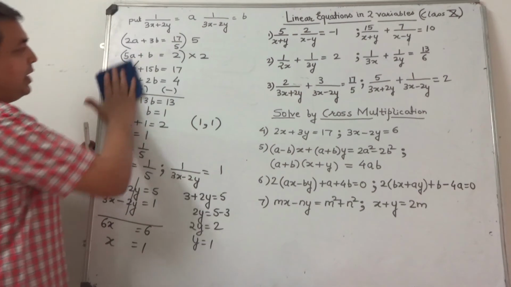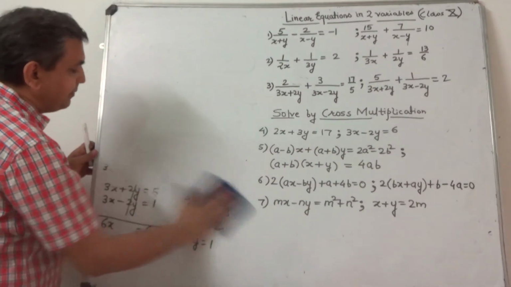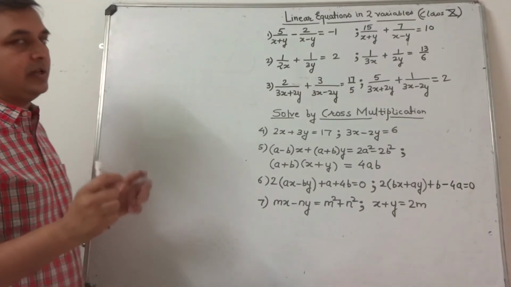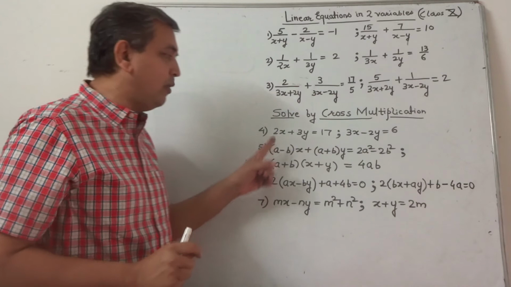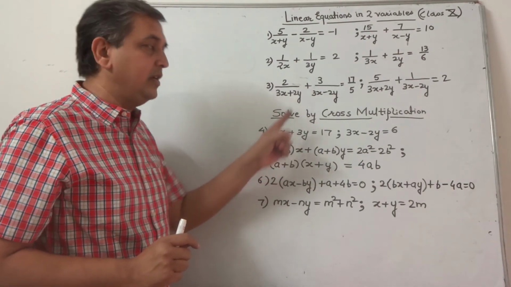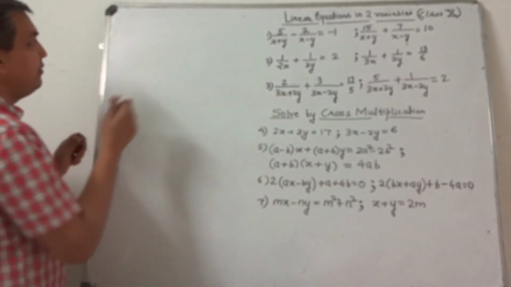Now students, let us try to understand the next method, the cross multiplication method. In this method, we first have to adjust the equation in the form: term of x, term of y, then constant equal to 0. We want 0 on the right hand side, all terms on the left hand side.